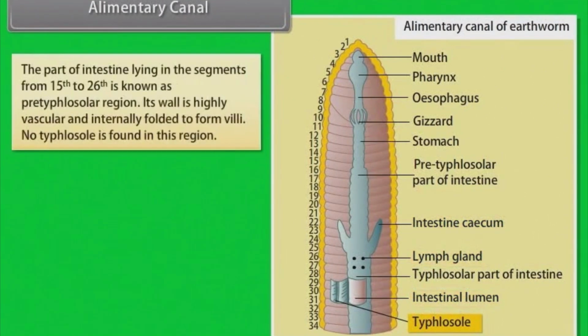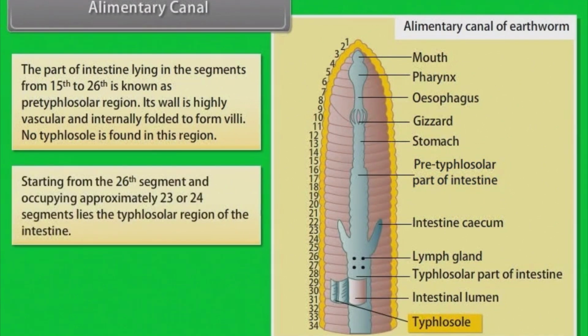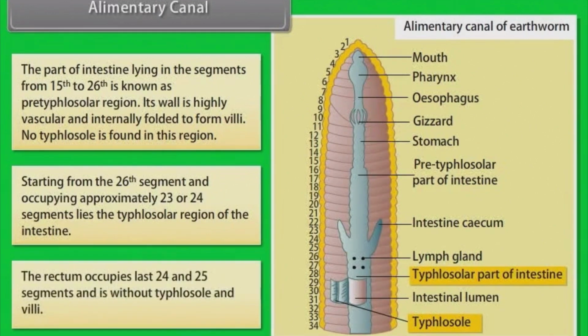wall. The part of intestine lying in the segments from 15th to 26th is known as the pretyphlosolar region. Its wall is highly vascular and internally folded to form villi. No typhlosole is found in this region. Starting from the 26th segment and occupying approximately 23 or 24 segments lies the typhlosolar region of the intestine. The rectum occupies the last 24 and 25 segments and is without typhlosole and villi.